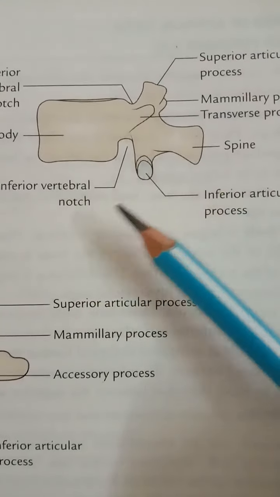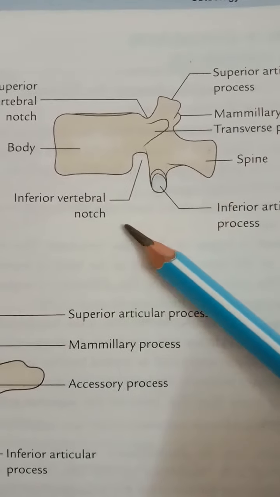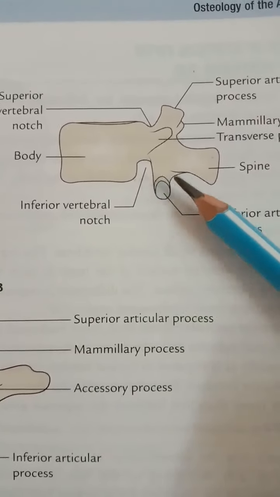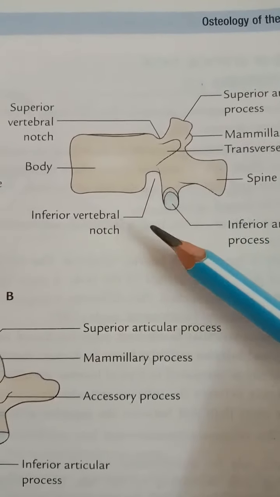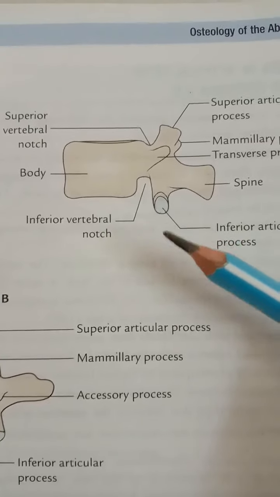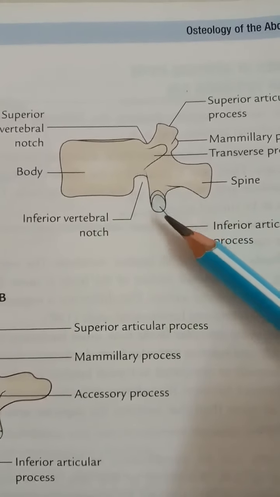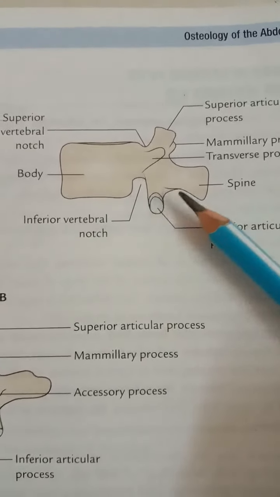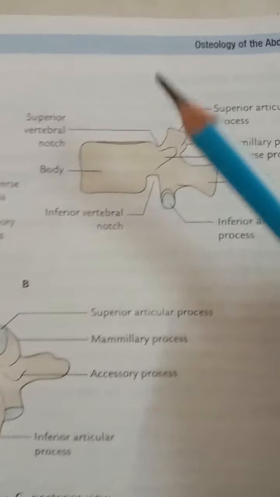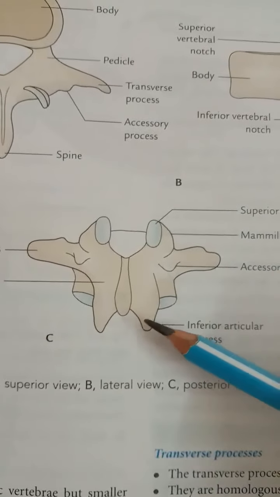So the inferior articular processes lie nearer each other than the superior, and each process bears a convex facet facing laterally and forwards. So this one should face laterally and forwards, this one.